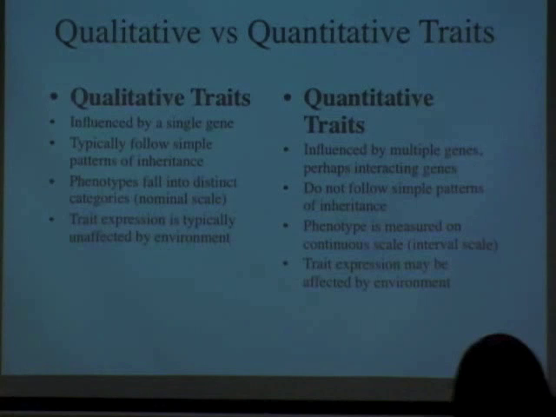What we're looking at here with this QTL analysis is that most of the traits in the world are quantitative traits. These tend to be influenced by multiple genes, perhaps interacting, and don't follow simple patterns of inheritance. Phenotypes are measured on a continuous, that is to say an interval scale. I say interval scale, does that make sense to all of you? You took statistics, you told me. Yes, all right, so things that at least have equal intervals across the different numbers.